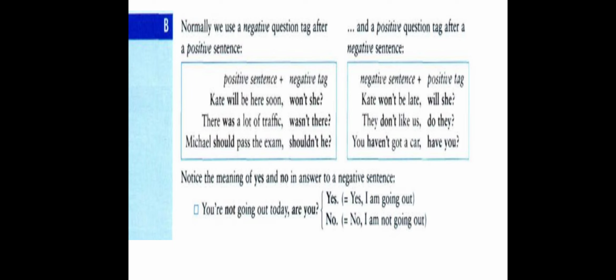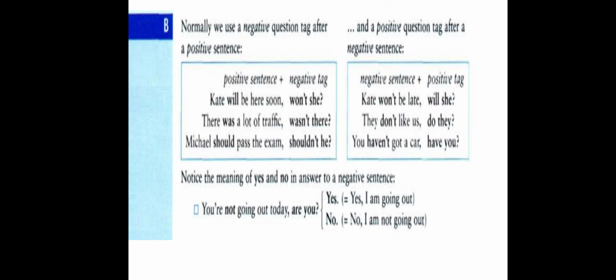For example, Kate will be here soon. Will here is an auxiliary verb and it is positive, so we need to put it in the negative. We have after soon, a comma, then comes won't she. We don't say won't Kate, we say won't she. We use a pronoun instead of Kate, so it becomes won't she. Won't here is negative. Will in the statement is positive and won't is negative in the question tag.